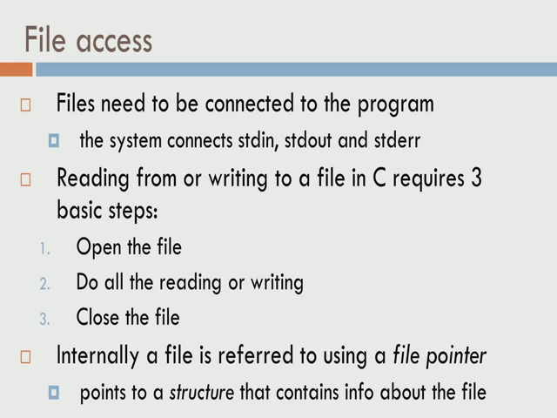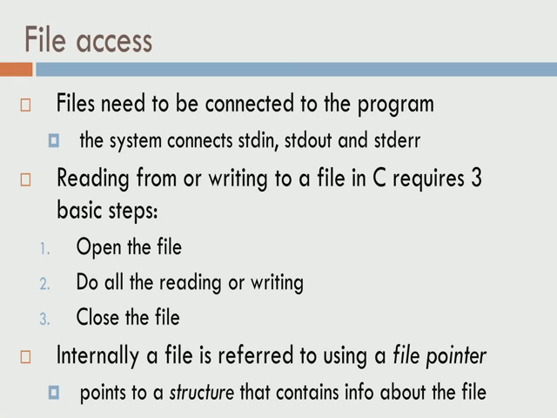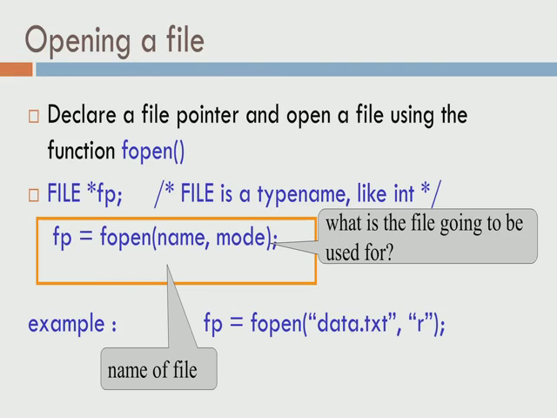So reading and writing a file in C requires three basic steps. You need to be able to open a file, you need to be able to do all the reading or writing that goes with it, and finally you should close the file. And instead of dealing with file names explicitly in our programs, we will deal with what are called file pointers. A file pointer is essentially a pointer to a structure that contains a lot of information about the file. Again, we don't have to know a lot of details about what is in the structure, but just remember that we will deal with file pointers and not file names directly.